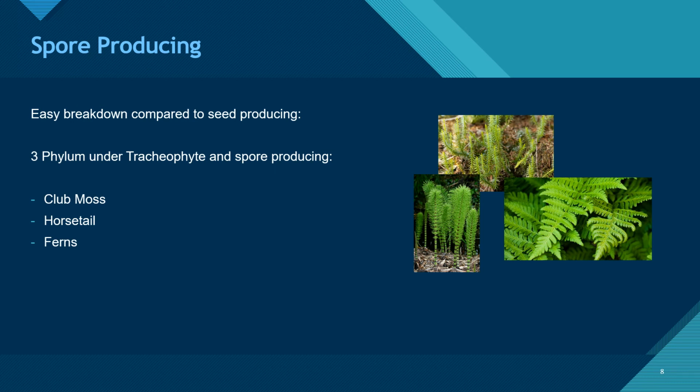The last one we have is spore producing. This was the other one, remember, of the breakdown of the tracheophytes. It's a really easy breakdown. We just have club moss, horsetail, and ferns. Those are the examples there. This one up here is club moss, then we have horsetail, and then we have ferns. They're super easy to tell the difference between.